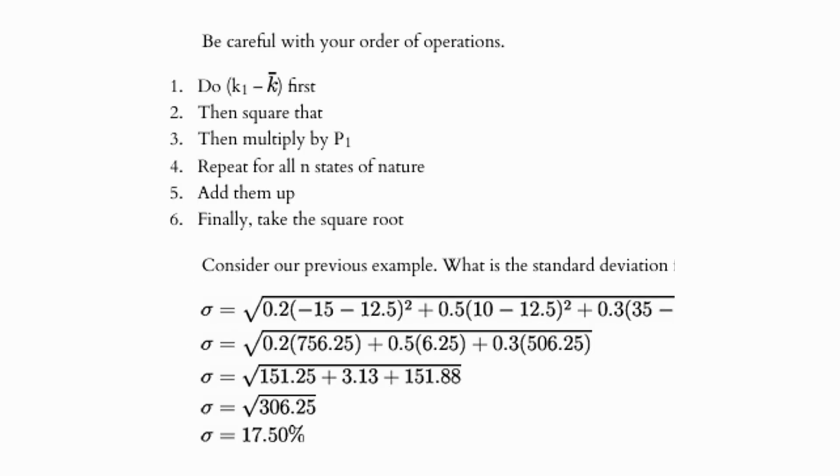Be careful with your order of operations. Do K1, so each outcome, or the first outcome, minus K bar first, then square that, then multiply by P sub 1. Repeat this process for all n states of nature, so you'll loop until you're done. Then add them up, and then finally take the square root. The answer to the previous problem is given below.